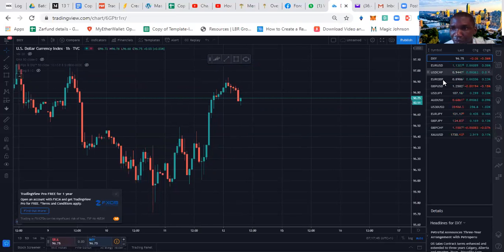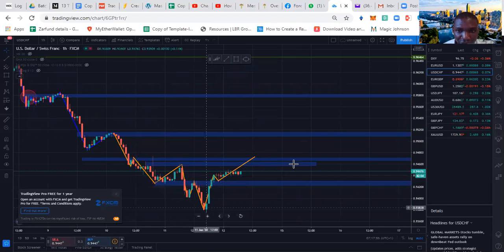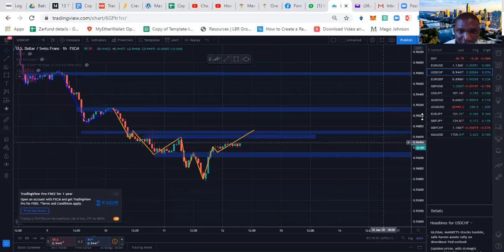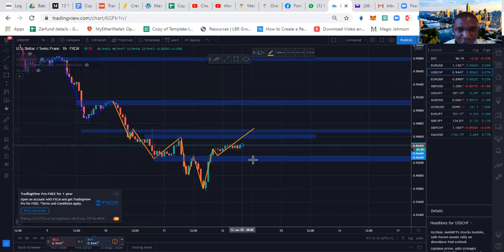Okay, so let's do USD CHF. What we are going to see now is a break of this structure here, and then a retest and continuation. But where our trade will be, this is where our trade will be now. We might see price come back again to this zone, to this structure, to retest the structure for a second time, before it now moves up.